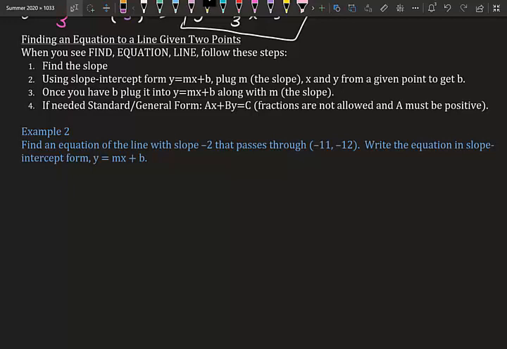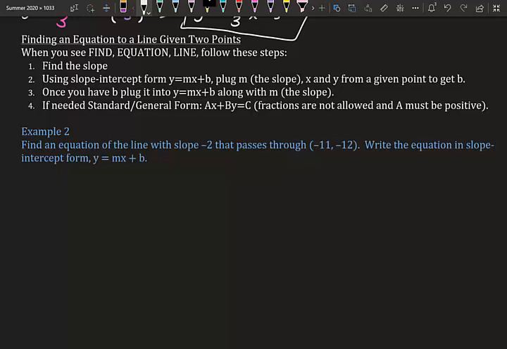So whenever you see find equation of a line, you're going to follow these steps. The first step, you're going to find the slope. After you find the slope, you're going to use the y-intercept form, which is y equals mx plus b. You're going to plug in m, which is the slope, and then you're going to plug in x and y from a given point. That's going to give you b. After you find b, you plug it back into y equals mx plus b along with the slope, and then if you need general form or standard form, we keep going. So general form or standard form is ax plus by equals c. No fractions are allowed, and a must be positive. We're going to practice with all of this.